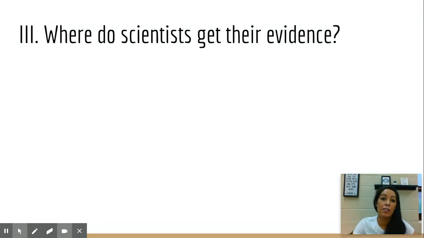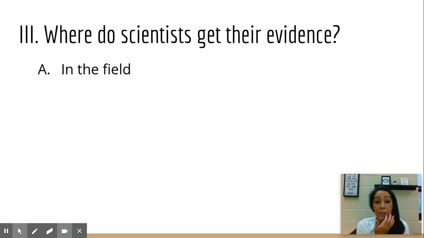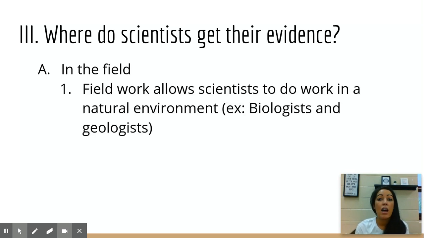So where do scientists get their evidence? Evidence can come from field work, and it can also come from lab work, but field work is one really common way that scientists can get their evidence. Field work is cool because it allows biologists, or scientists in general, to get their information from the actual natural environment of where their organism lives or where that object moves. And it gets you to be able to study your topic in its natural environment.